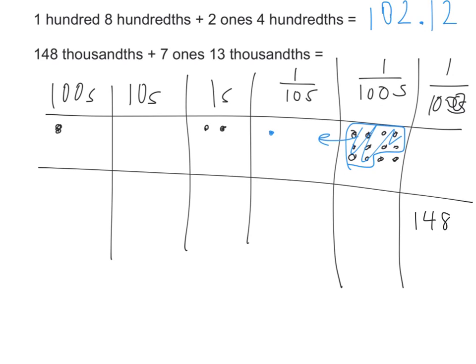Okay. To that, I'm adding 7 ones in the ones column. And how many more thousandths? 13 thousandths. Okay. So instead of drawing discs and adding them together, could I just add these numbers? So what's 8 plus 3? 11, and we'll regroup the 10. 1 plus 4 plus 1 is? 6. And then 1 plus 0 is? So my final answer, I have 7 ones. And how many thousandths? 161 thousandths.